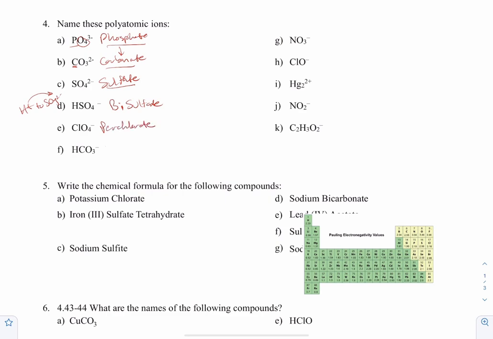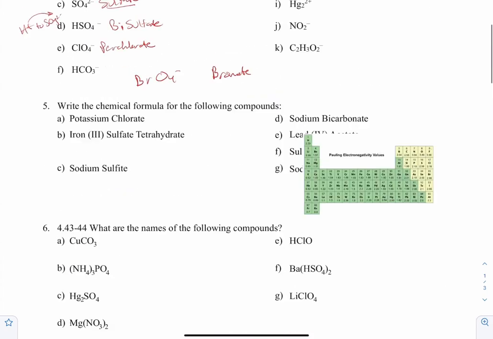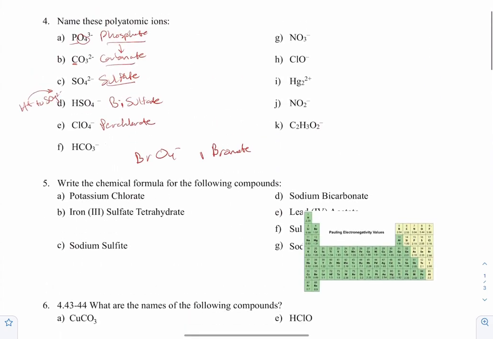Now, knowing that pattern, if I asked you what BrO4 minus is, you could tell me, oh, I know it would be bromate if it was BrO3 minus, but using the pattern here, since there's a fourth oxygen, I'm going to call it perbromate. So by knowing just the basics here, you can figure out a bunch of other ones. All right, so now we're going on to letter F.